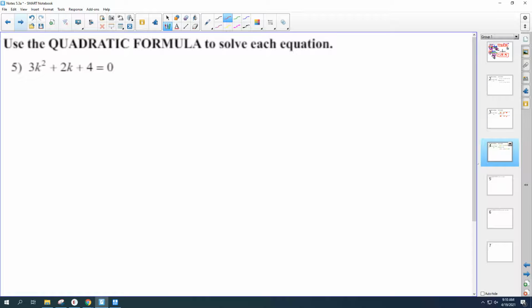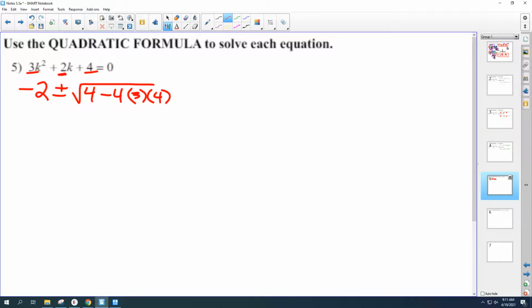Anyway, let's do a quadratic formula problem. Solve each equation. Solve this using the quadratic formula. So, negative b plus or minus square root. This is b, so b squared is going to be 4, minus 4 times the a number, which is 3, times the c number, which is 4, all over 2 times the a number, which is 3. All right, so there's your setup, this quadratic formula.